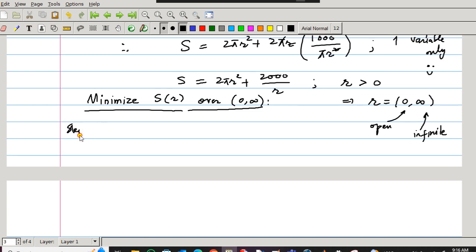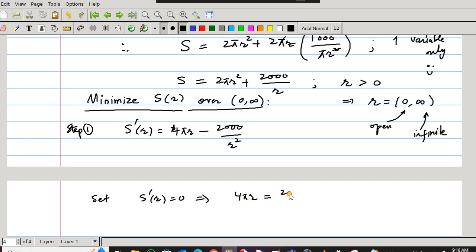Okay, so step 1 is always the same. Find critical points. S prime r is equal to 4 pi r minus 2000 by r square. Derivative of 1 over r is minus 1 over r square. That's how I got this. So now I will set s prime r equal to 0. That will give me 4 pi r equal to 2000 by r square. This will give me r cube equal to 2000 by 4 pi, bringing r square there and 4 pi down there.